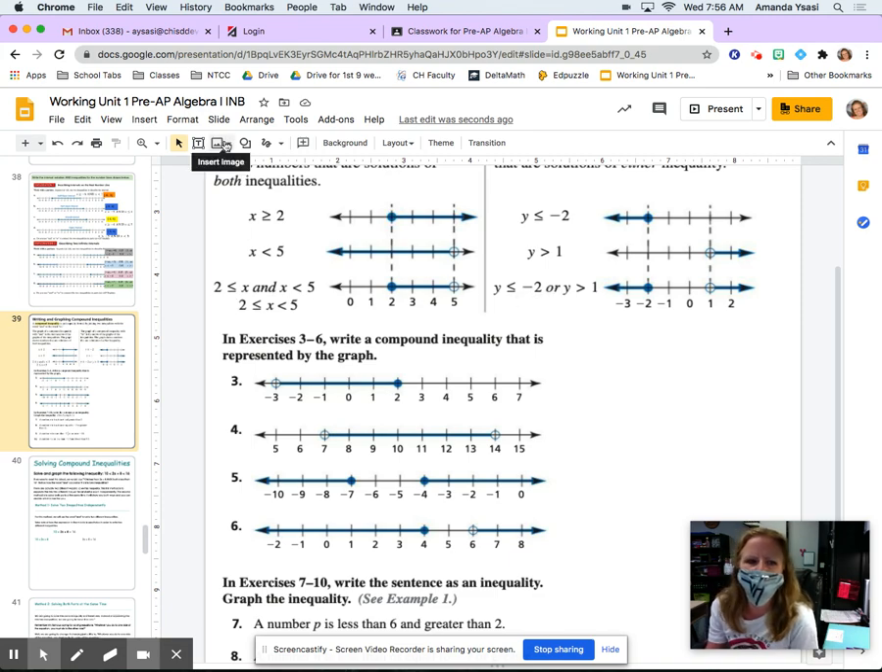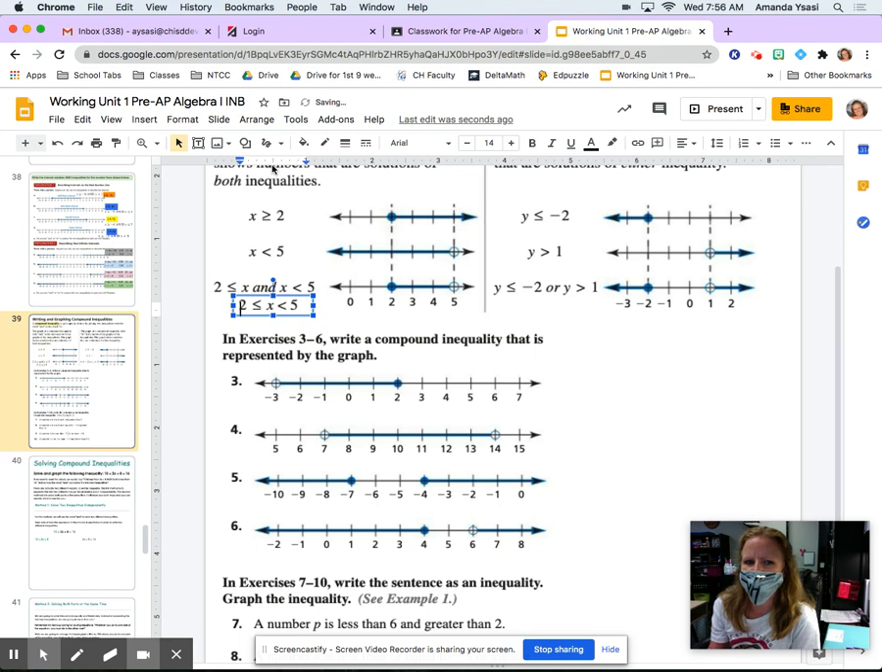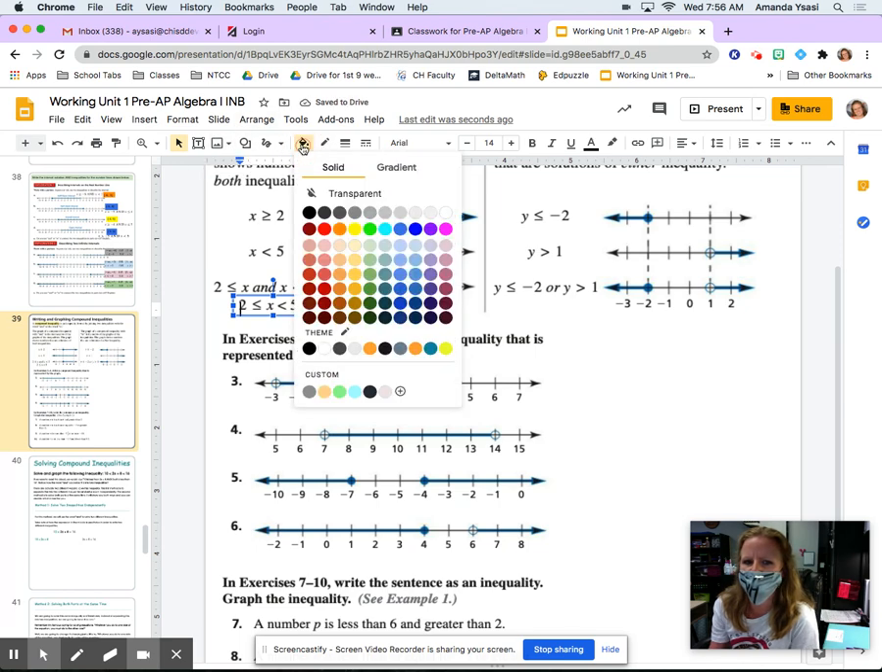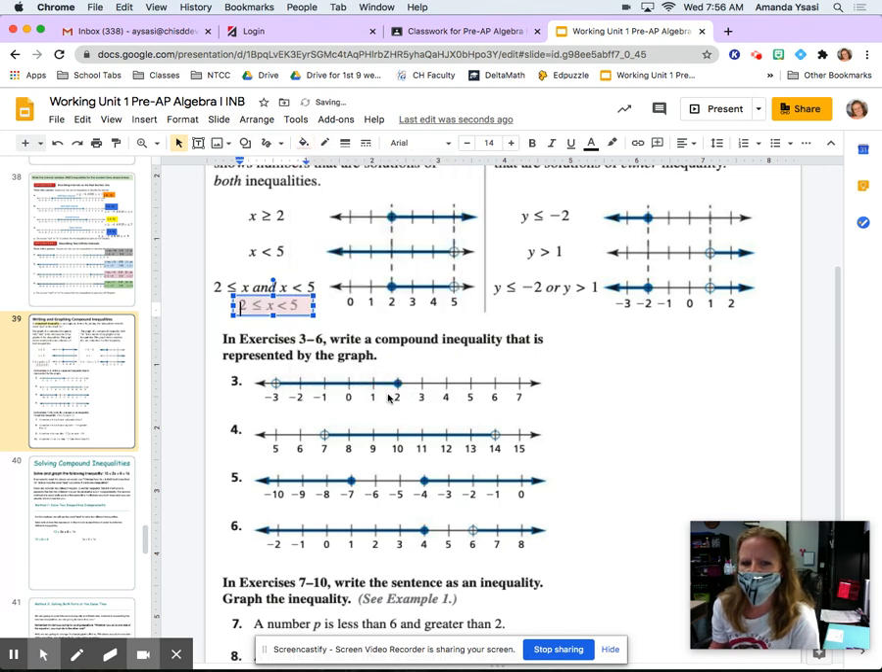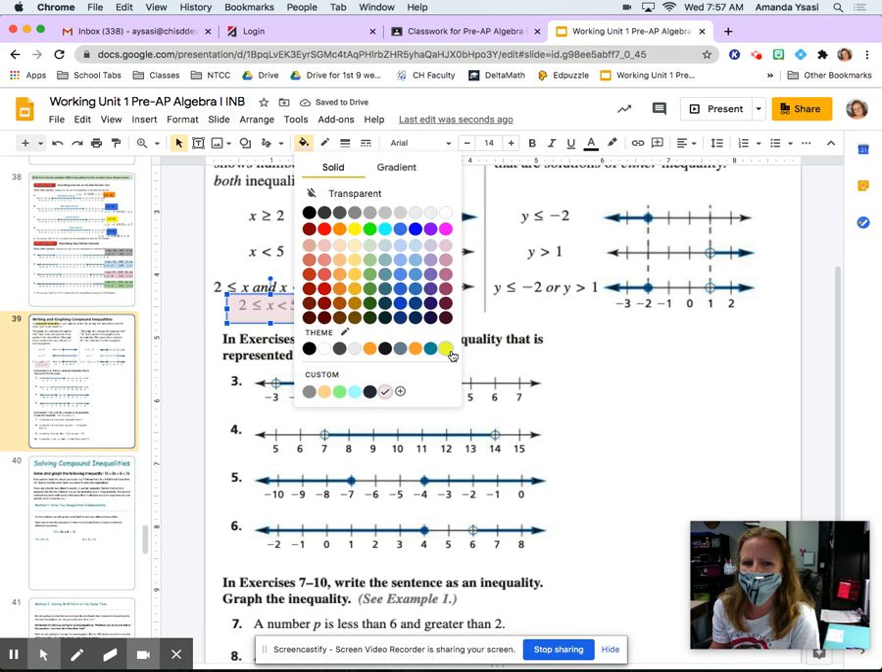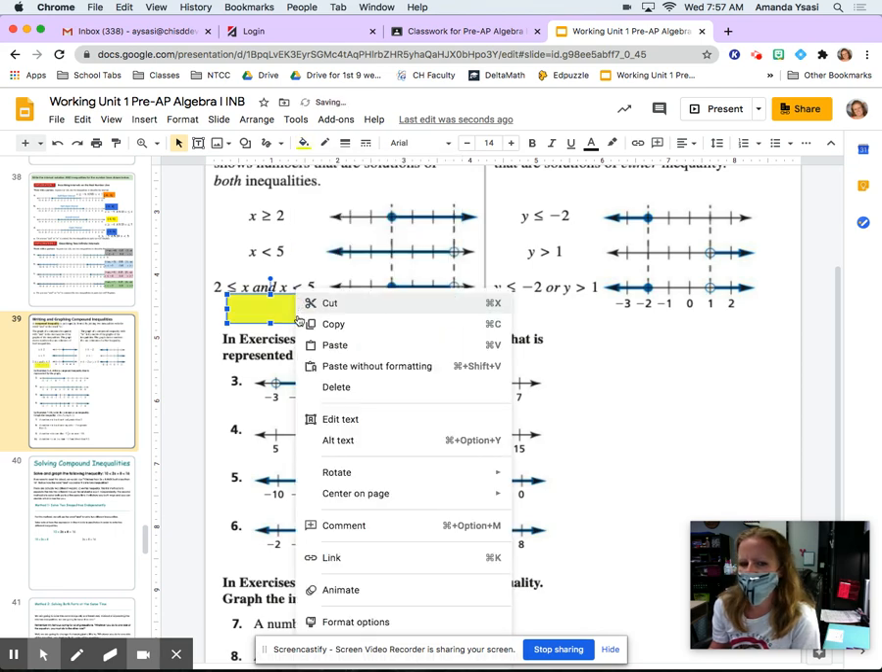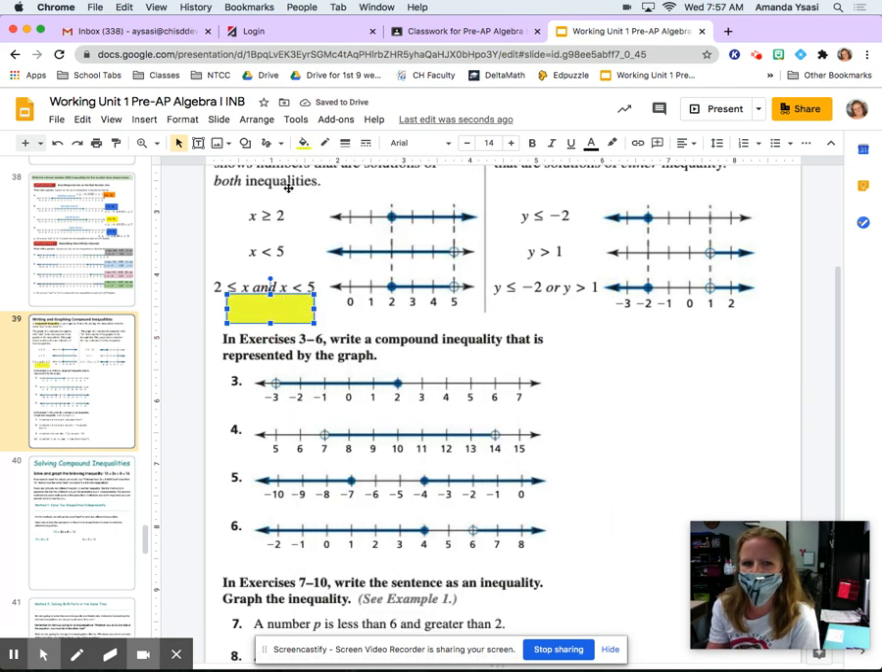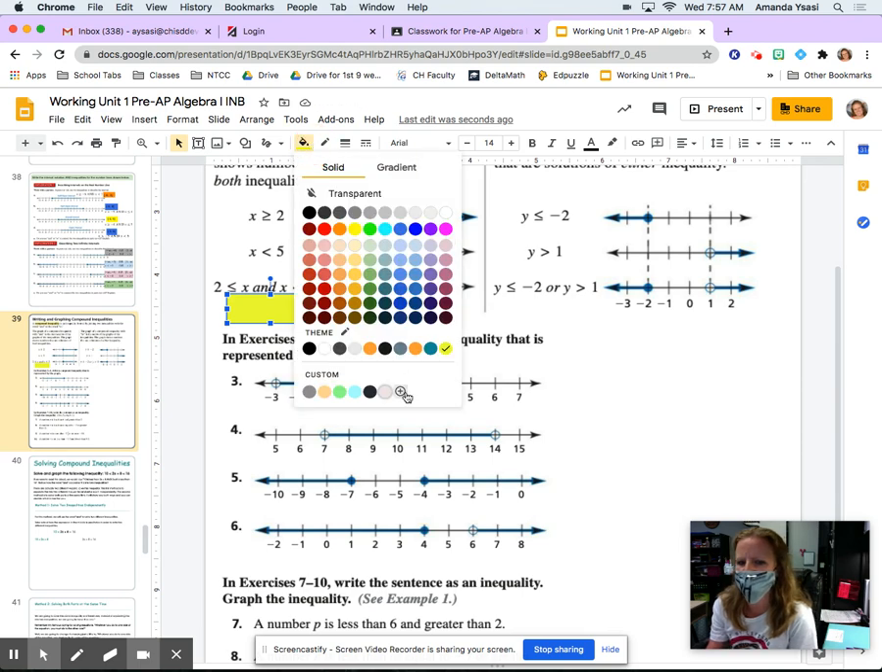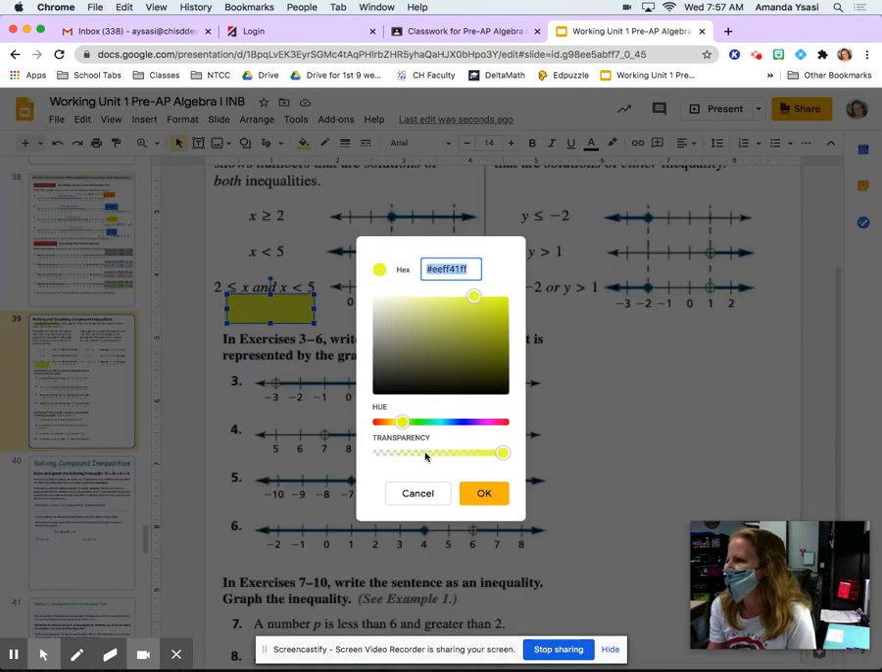Another thing I wanted to point out, let's do a text box over this, and we're going to change the color so we have a transparency over the top of that, but I want it to be yellow. So make it yellow, but then we are going to edit the transparency by going to custom and then move the transparency down, and that makes it where you can see through it.